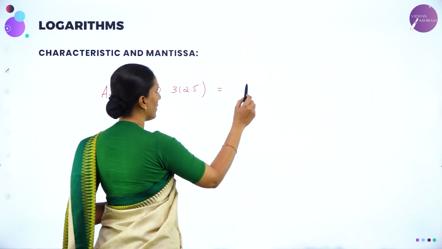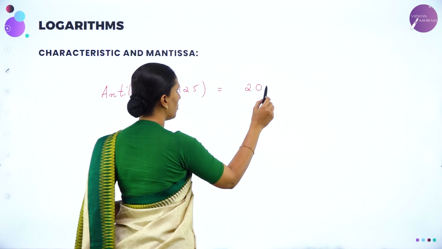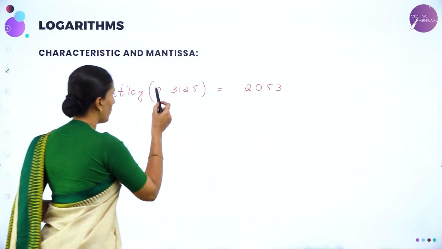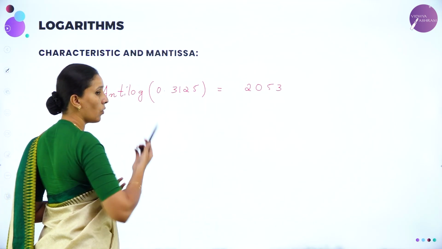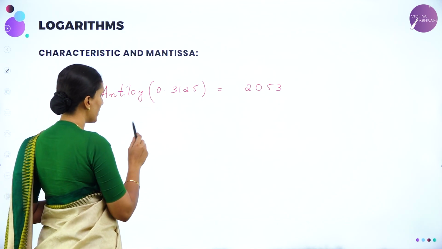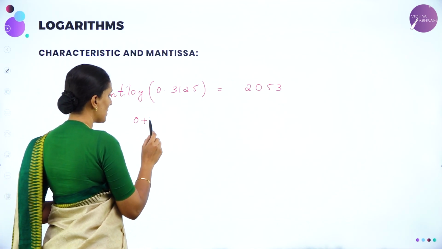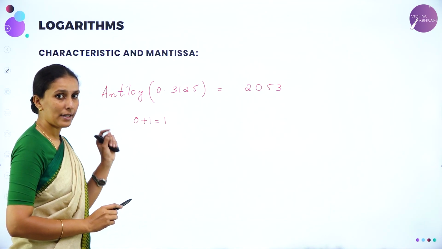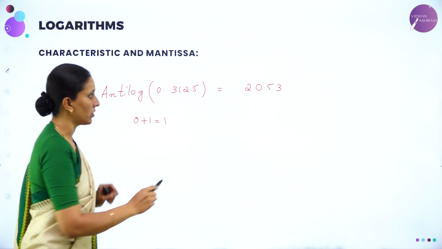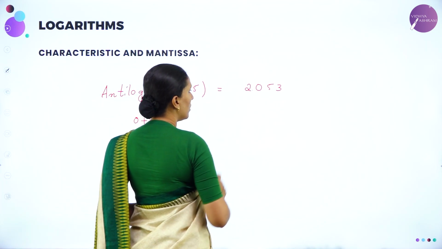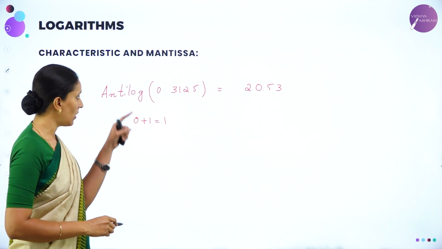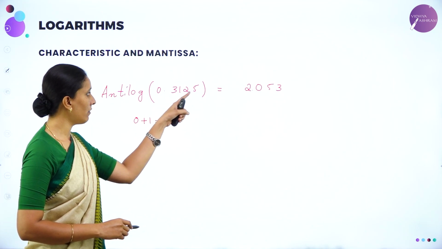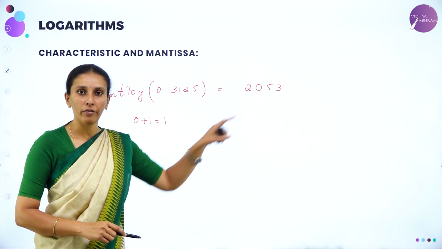So let's write the value. We have 2053. What is the characteristic here? There are no digits in the characteristic, so obviously it is 0. So 0 plus 1 is equal to 1, which means you need to place a decimal point after 1 digit. So here 2.053. Therefore the anti-log of 0.3125 is 2.053.